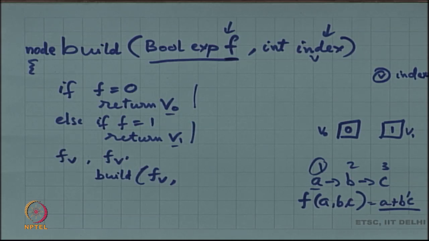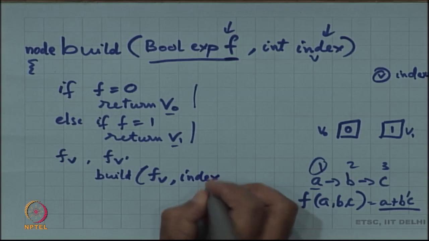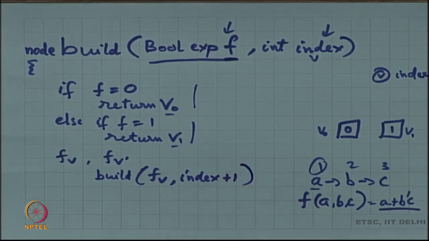Cofactor of f with respect to v does not have the variable v anymore. I should give index plus 1, right. Index is index plus 1. Index corresponds to v, index plus 1 corresponds to the next node, and both of its child functions would be in terms of index plus 1, index plus 2 and so on, the rest of the subtree, right.